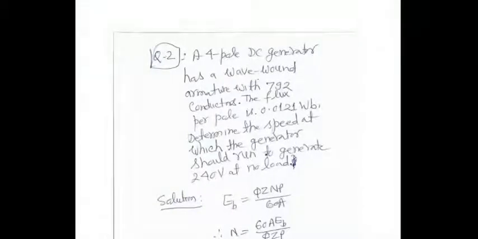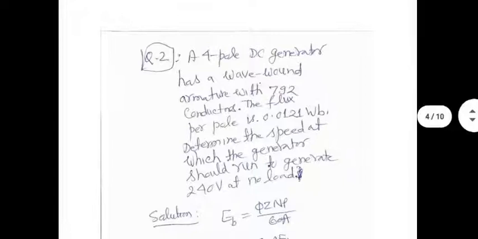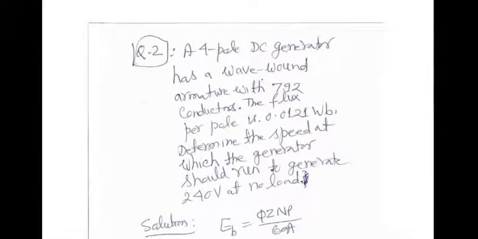Okay, let me look at this also carefully and then we'll stop. Question 2 says a 4-pole DC generator has a wave-wound armature with 792 conductors. The flux per pole is 0.0121 Weber. Determine the speed at which the generator should run to generate 240 volt at no load.